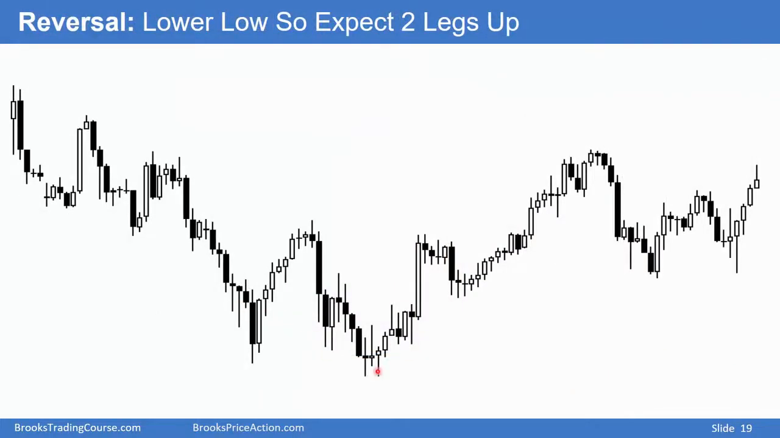Here we have a lower low major trend reversal, and you expect two legs up. After you've had the first leg up, and you get a higher low, you expect a second leg up, like in the prior slide. In this slide, we have a lower low reversal, so you expect two legs up. Remember, when you have a reversal, you expect two legs up. If the reversal comes from a lower low, you expect two legs up from there. If the reversal begins with a higher low, you expect only one more leg up.